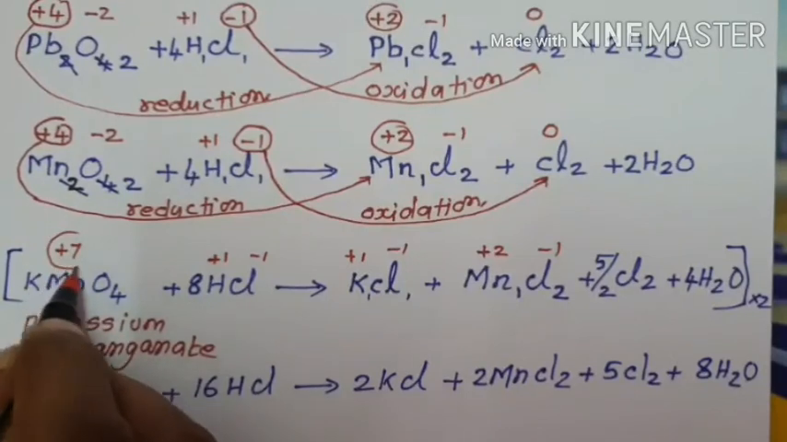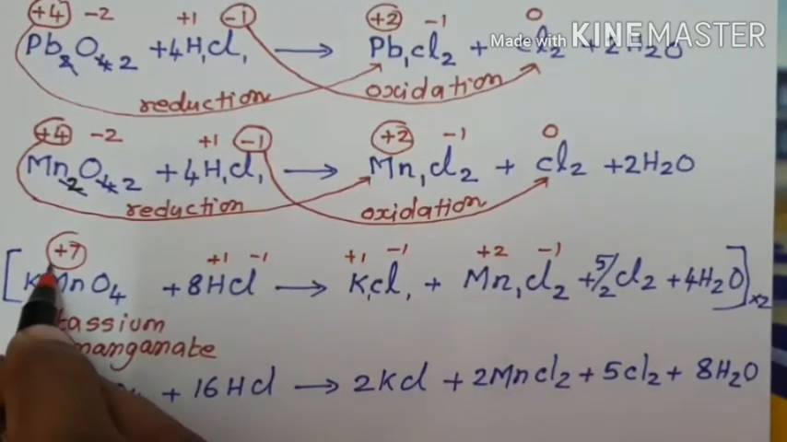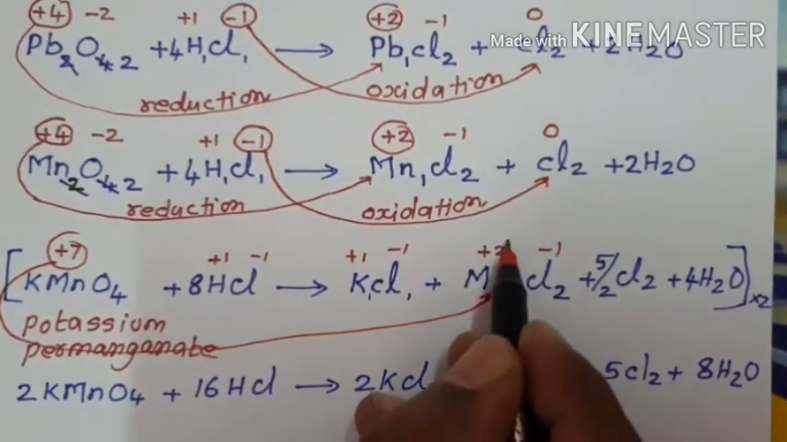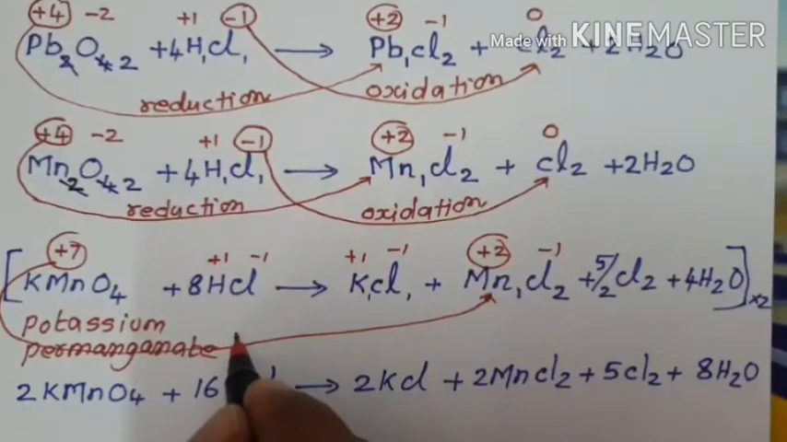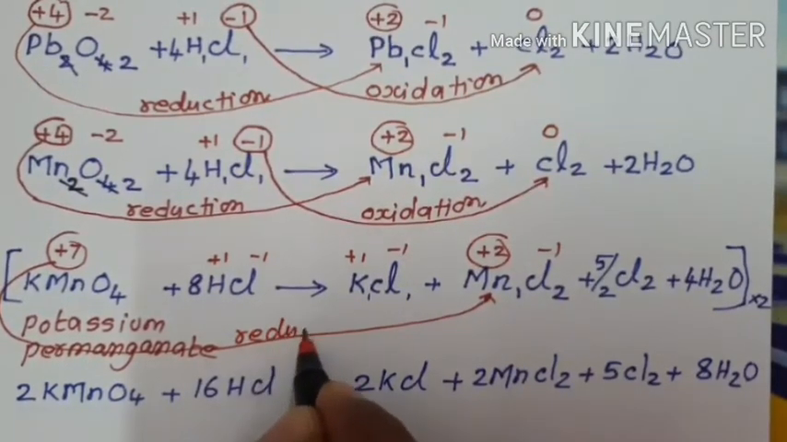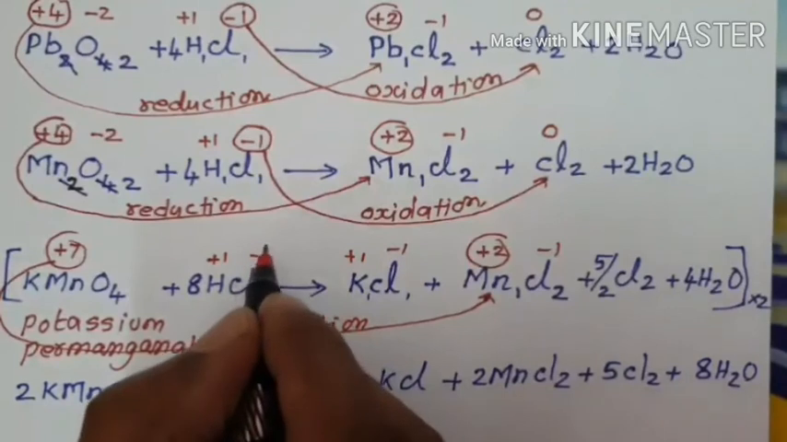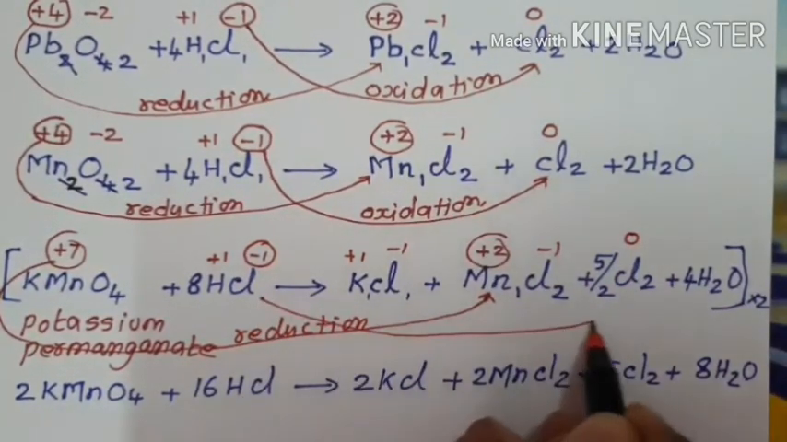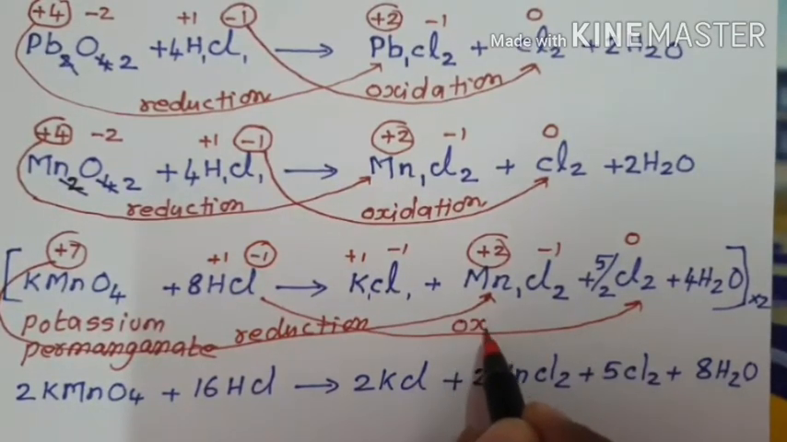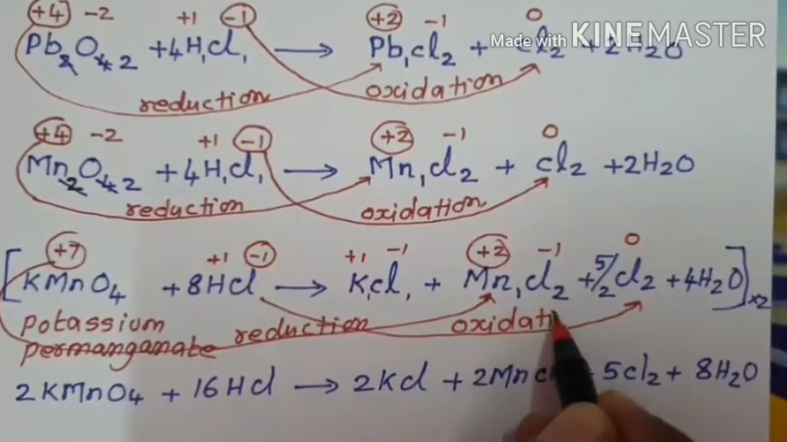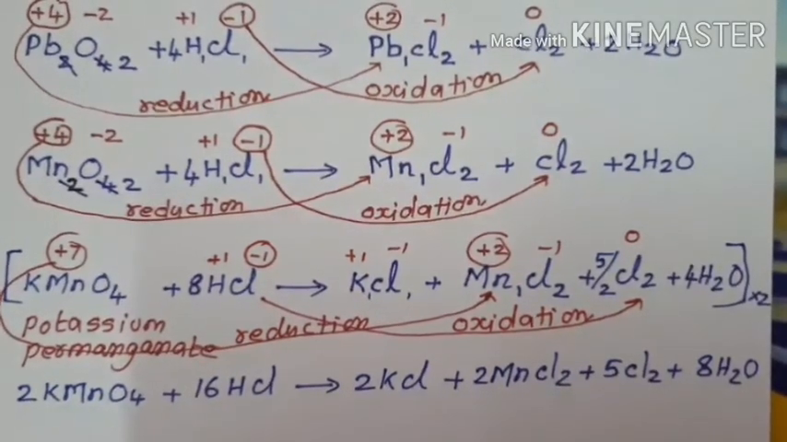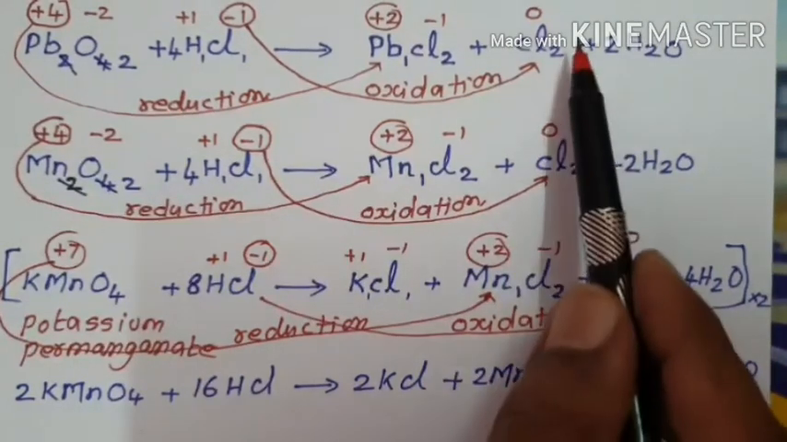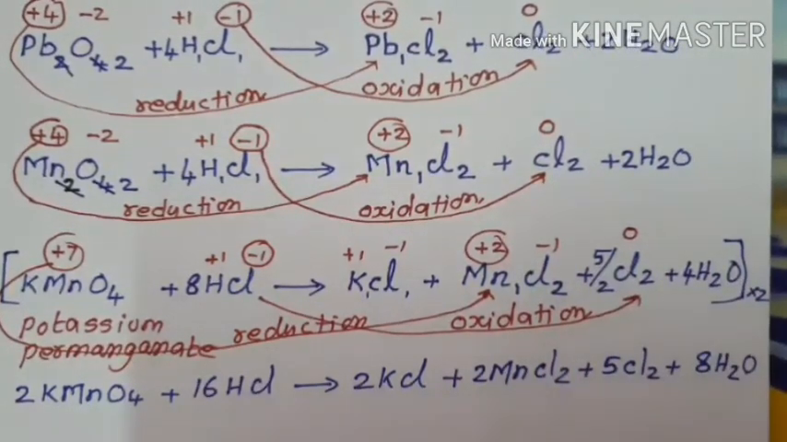In this reaction, manganese oxidation state decreases from +7 to +2. Therefore, the oxidation number decreases, and it is called reduction. Chlorine goes from -1 to 0 oxidation state. The oxidation number increases, therefore it is called oxidation. Potassium permanganate oxidizes hydrochloric acid into chlorine. When you see all these reactions, our common products are chlorine and H2O.